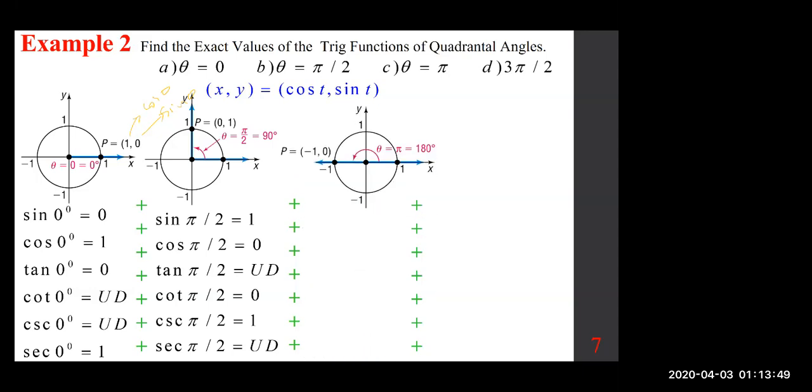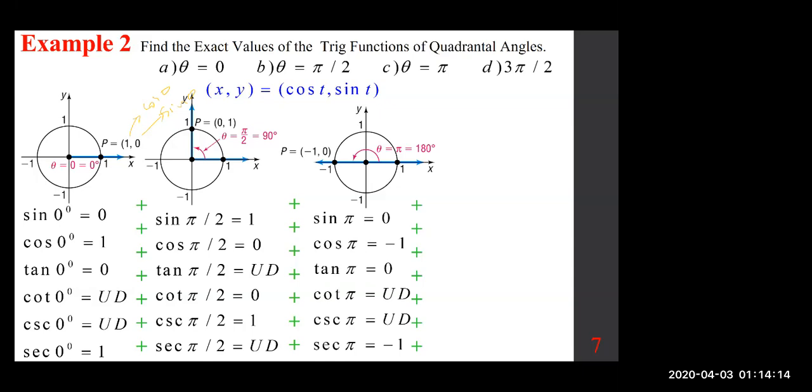Yes. What about 180 degrees or pi? Theta is equal to pi or 180 degrees. The coordinates are negative 1, comma 0. X represents cosine, so cosine of pi must be negative 1. Sine of pi must be 0, and the rest become nice and easy.